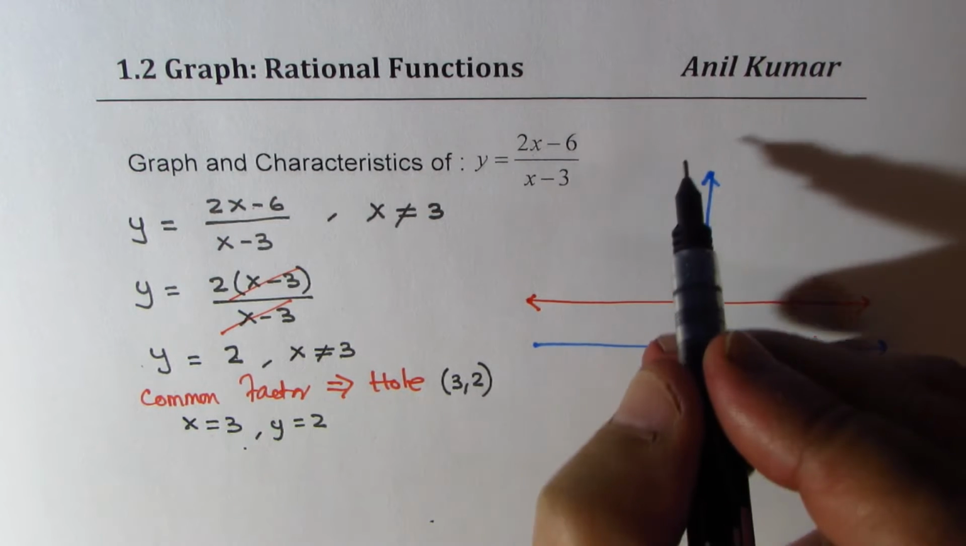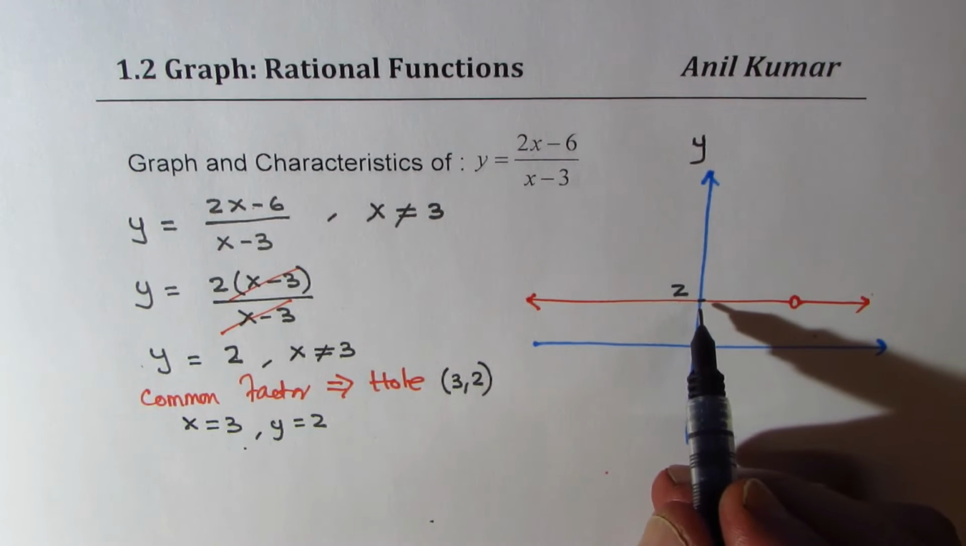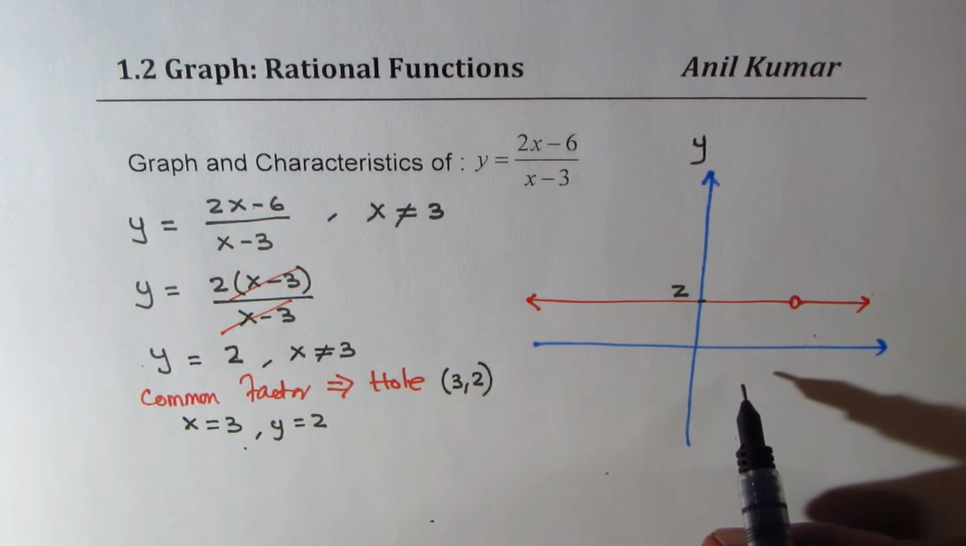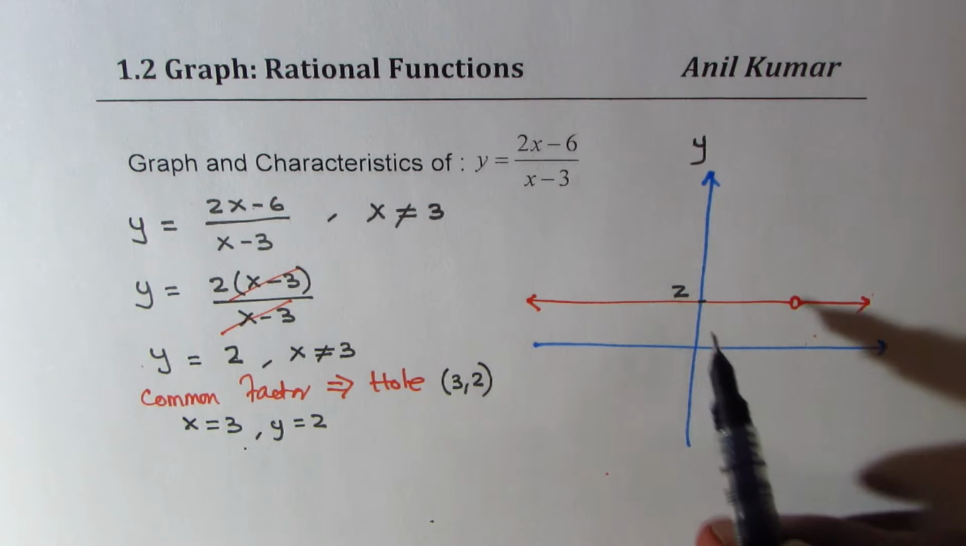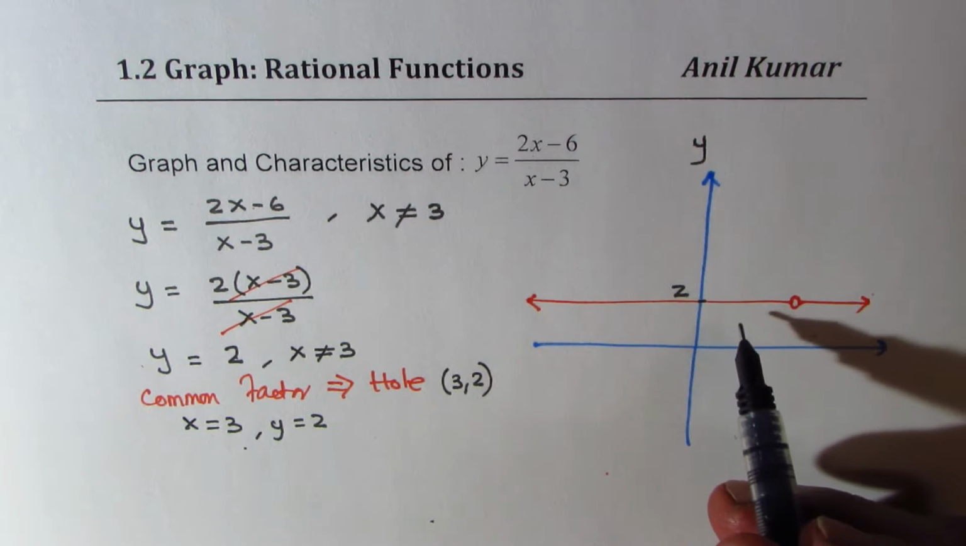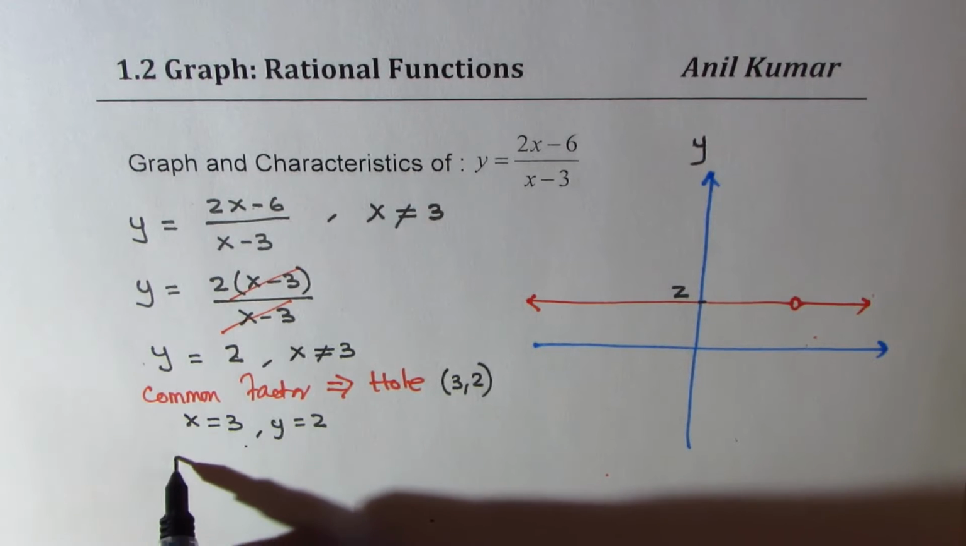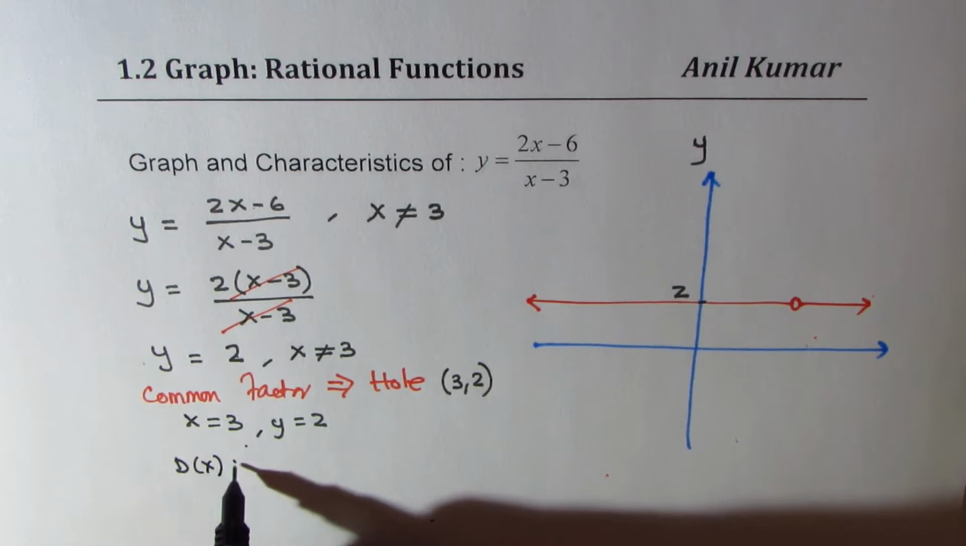X-intercept, we don't have any. We do have a y-intercept at 2. No oblique asymptote, no vertical asymptote, no horizontal asymptote. So you can now write all the characteristics, including domain and range, for this particular function. So let me write down at least the domain and range for you.